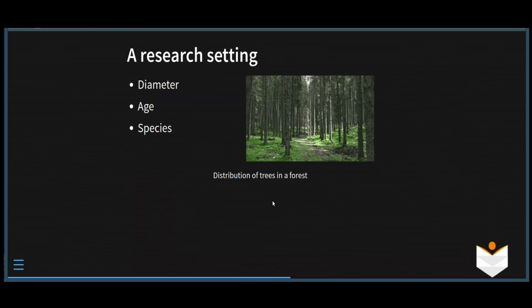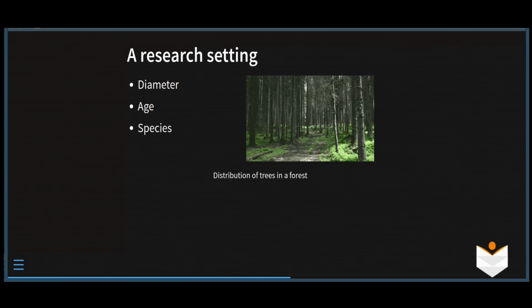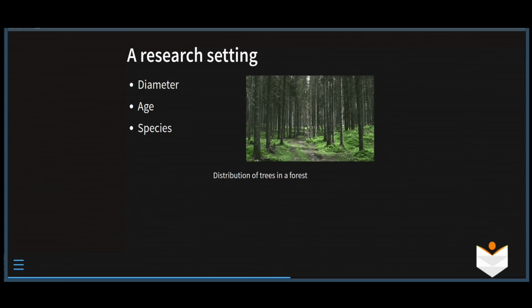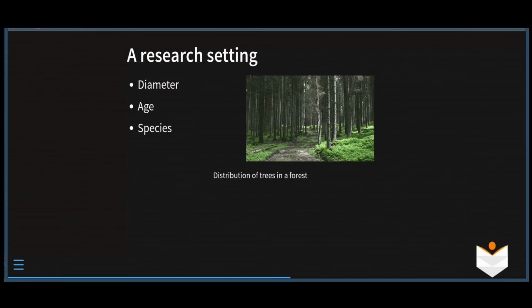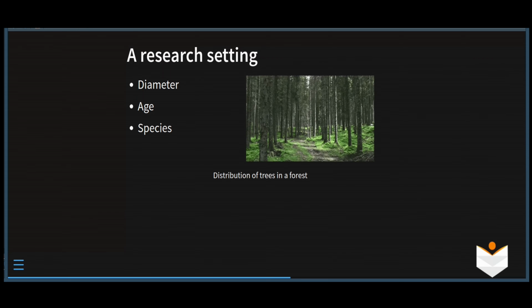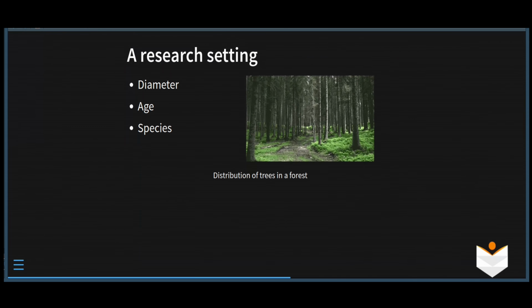Another example is in a research setting. We have varying diameters for this plantation, and the age of the trees can either be uniform, meaning they are the same, or they are different. The number of species also.